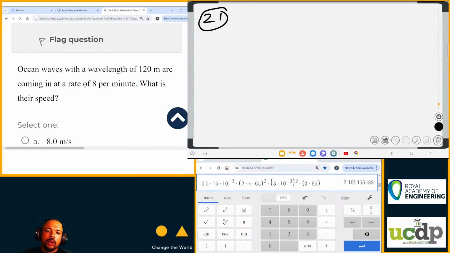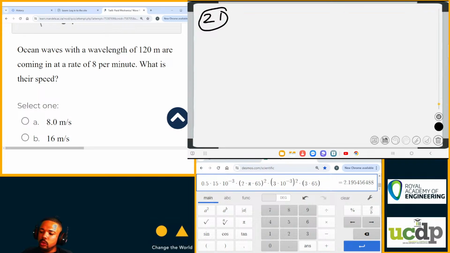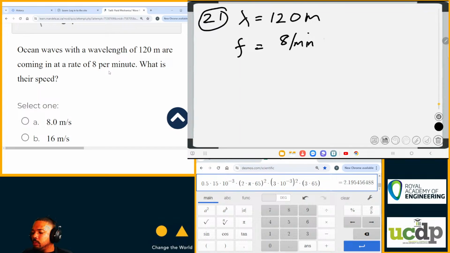Question number 21. Ocean waves with a wavelength of 120 meters. So, immediately write down it has a wavelength of 120 meters. They are coming in at a rate of 8 per minute. That is its frequency, 8 per minute. Now, if you convert that to per second, you multiply by 1 minute is equal to 60 seconds. So basically you're dividing by 60.